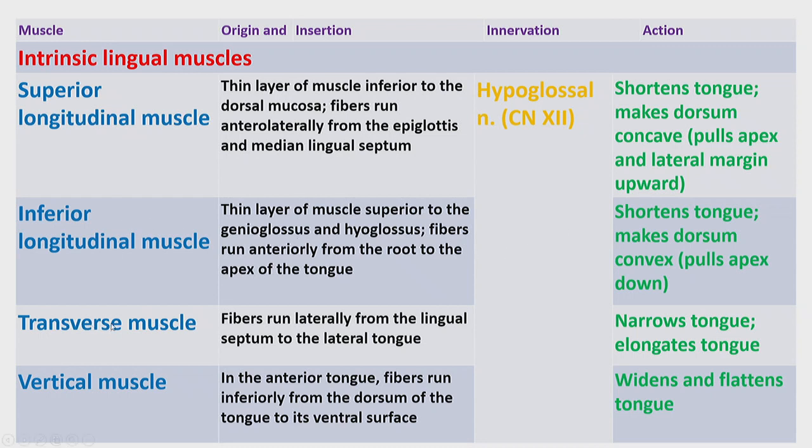The transverse muscle, its contraction makes narrowing of the tongue. Yes, so it's folding of the tongue or narrowing of the tongue or elongates the tongue. And the vertical widens or flattens the tongue. And those are all, as you see, altering the shape of the tongue, and the innervation of all the intrinsic muscles, there is no exception in this case, is the hypoglossal nerve, cranial nerve number 12.